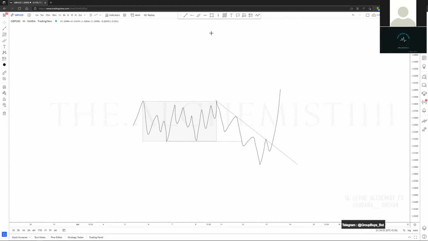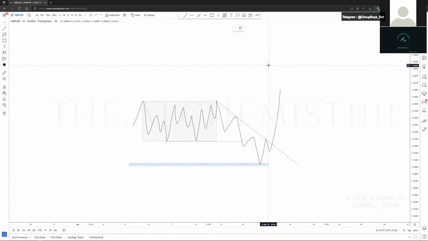So we will be looking for a point of interest in here. This is what we would do. Once again, not just a random lower time frame order block. It has to come from a higher time frame point of interest. Remember that too. So this will be the second setup.